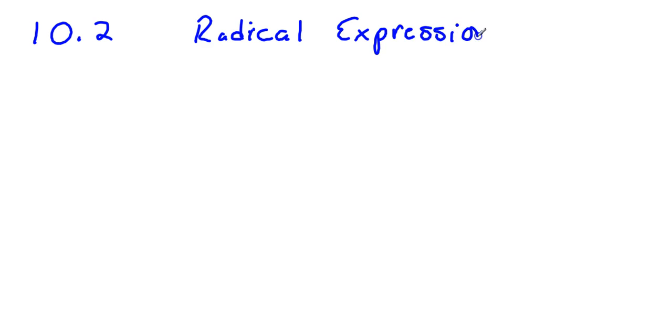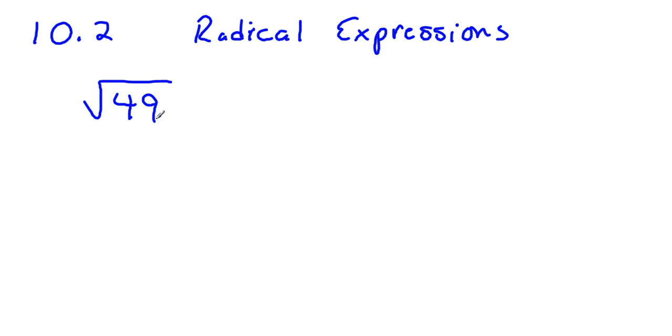So 10.2, we're looking at radical expressions still. And with radical expressions, the very first thing that they're going to have you do is that if you had something like the square root of 49, what they're going to tell you is that you can take something that's in square root form and rewrite it so it's in exponent form, or vice versa. So they're going to have you go back and forth on these.